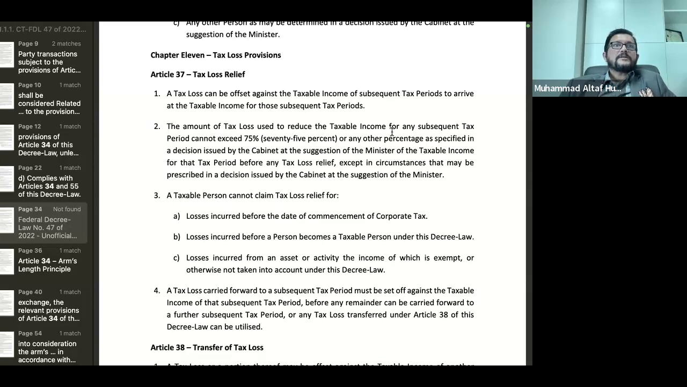See, the substance, the rationale will come into question. Everything converges onto the same point. Are we avoiding tax? That's the question that we will always ask. Are we evading tax or avoiding tax?